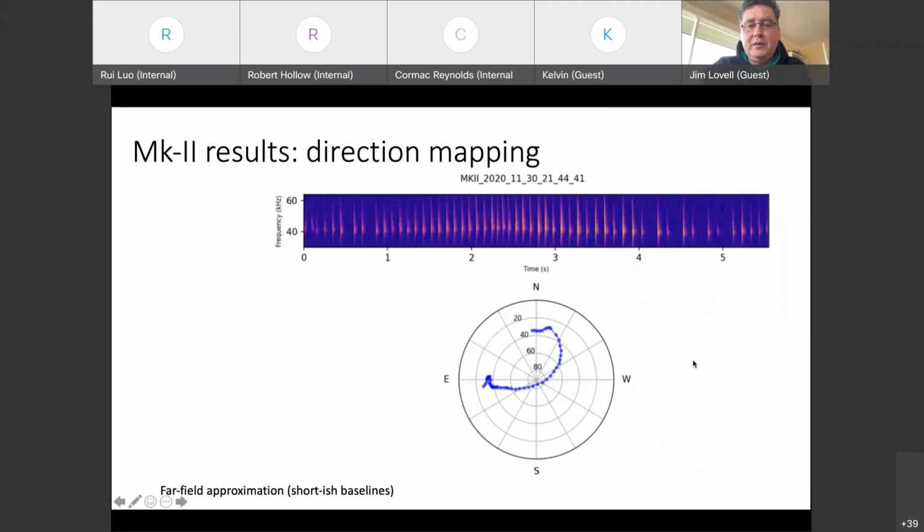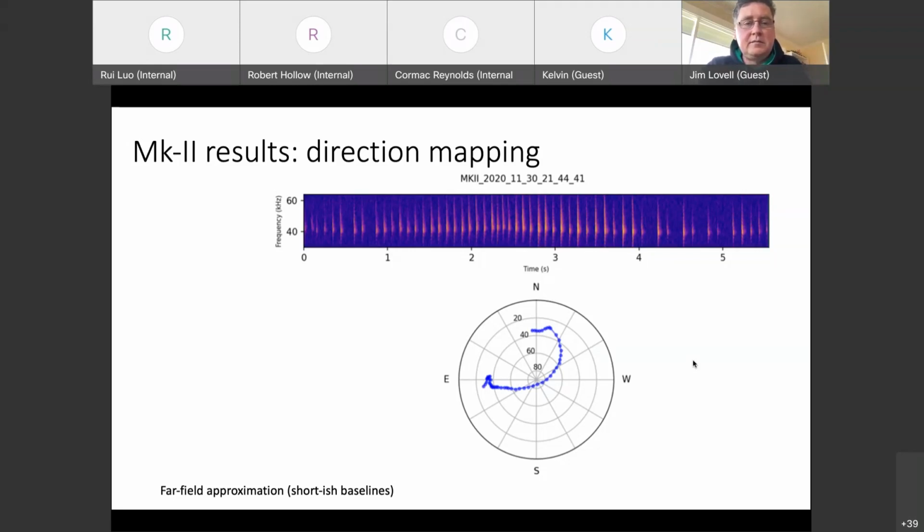So this is a sky map. The top plot is the call, and the bottom plot is a map of the sky. So it's just like a normal astronomical sky map, and you can see a trace there of the direction determination. You can see the bat flying overhead and changing direction and doing some interesting things.